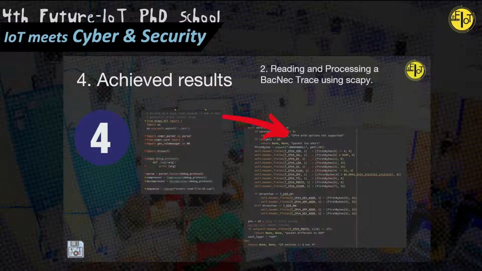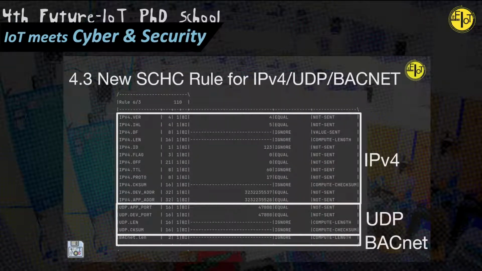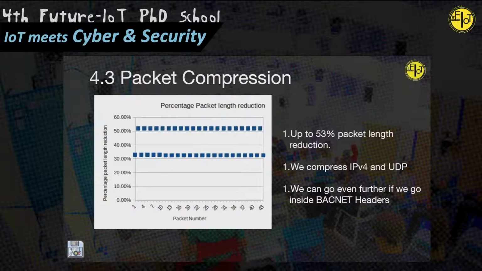We create the rule for IPv4 obviously, and when we are building the rule for the compression, we say we are not going to send this, we are going to compute this, or we are going to ignore that. And in our case, to build the IPv4 rule with UDP, we don't have too much time to build all the code for all the rules, so we only did it for IPv4. For BACnet, we are able to build the headers and get them in the code, but not to build all the rules for the compression.